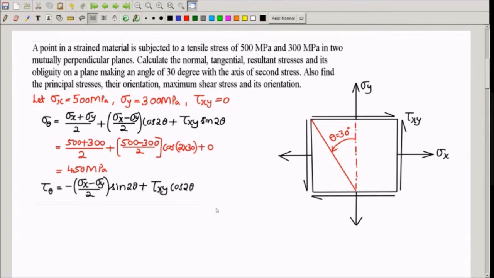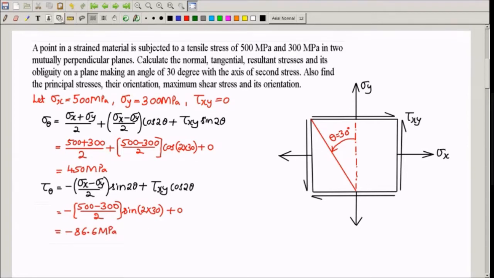This is the equation for shear stress on the arbitrary plane. Let us substitute. This is equal to minus (500 minus 300) divided by 2 into sine of 2 into 30 plus 0. So we have to find this. You will get it as minus 86.6 megapascal. So we have found the shear stress also on the given plane.